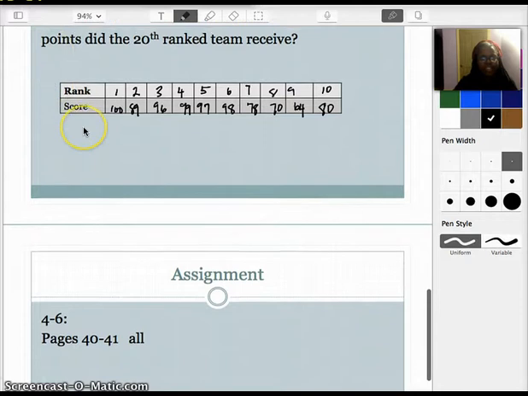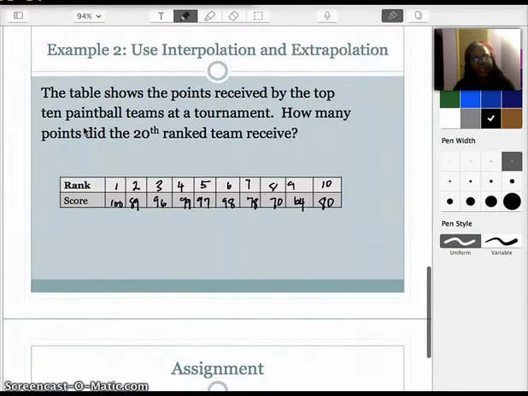All right, so here's our next example, and this should go much faster. Example 2 says use interpolation or extrapolation. The table shows the points received by the top 10 paintball teams at a tournament. How many points did the 20th ranked team receive? So now we've got to extrapolate information given this, and to do that, we know we need an equation.